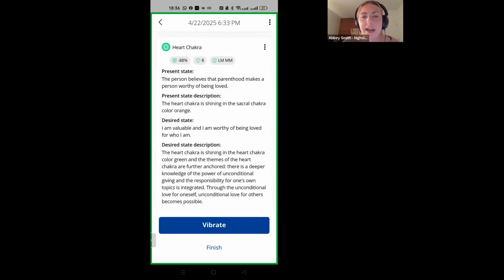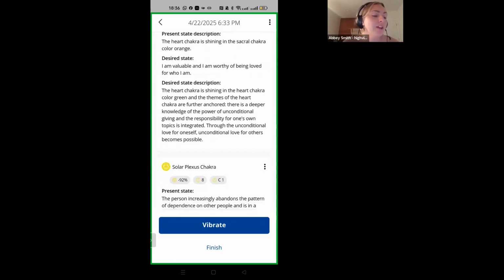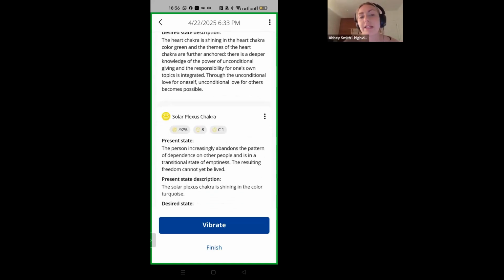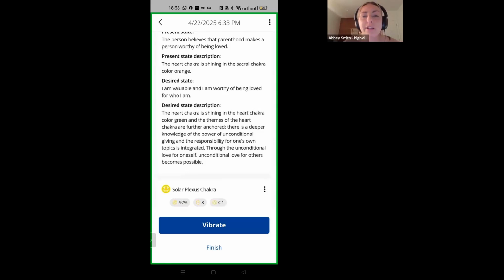The person believes that parenthood makes the person worthy of being loved. I'm valuable and I'm worthy of being loved for who I am. If you don't understand what that means for you, it could be in terms of parenthood with your parents if you don't have children, or it could be to do with you being a parent, but it could also be to do with you being a business owner because you're like, that's your baby and that's what you're currently working with.